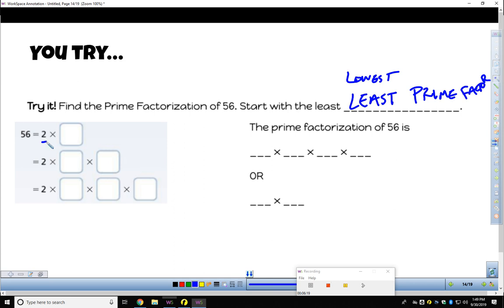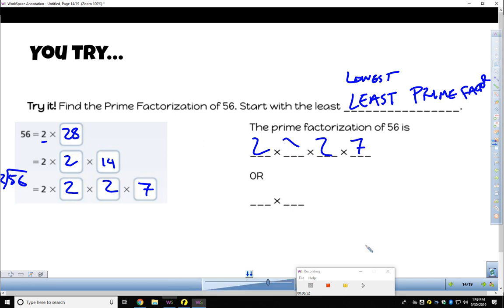So how many 2's are in 56? You can figure it out. It's 28. And 28 can be split up into 2 and 14. Right, and 14 can be split up into 2 and 7. And so the prime factorization here is 2 times 2 times 2 times 7. That is an ugly 2. I apologize. Or 2 cubed times 7.